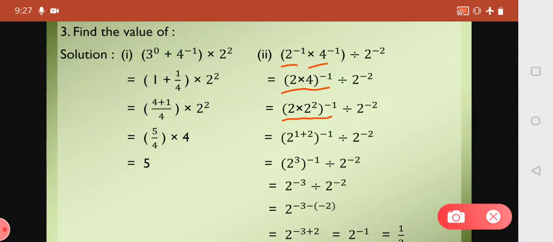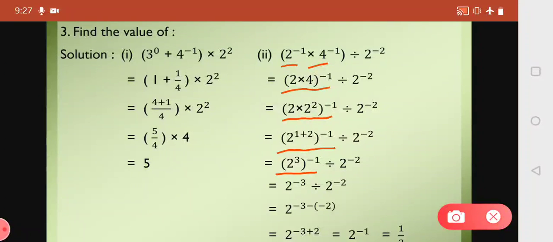That is same base and different powers, so powers are added. So we will write (2^(1+3)) whole raised to -1. Inside the bracket we will continue to solve and the power will remain as it is till we complete the solution inside the bracket. So we will write (2^(1+2)) whole raised to -1 divided by 2^-2. Again 1 plus 2 is 3, that is (2^3)^-1.